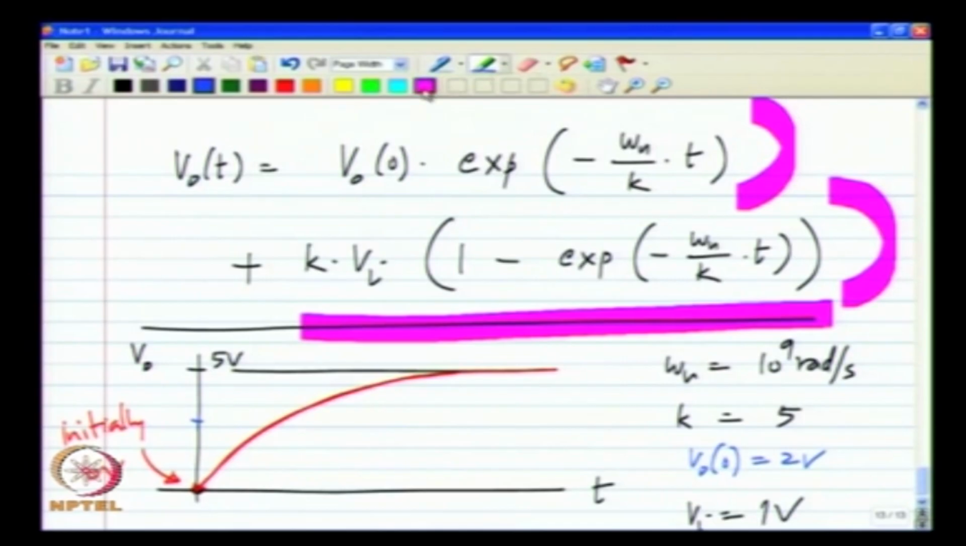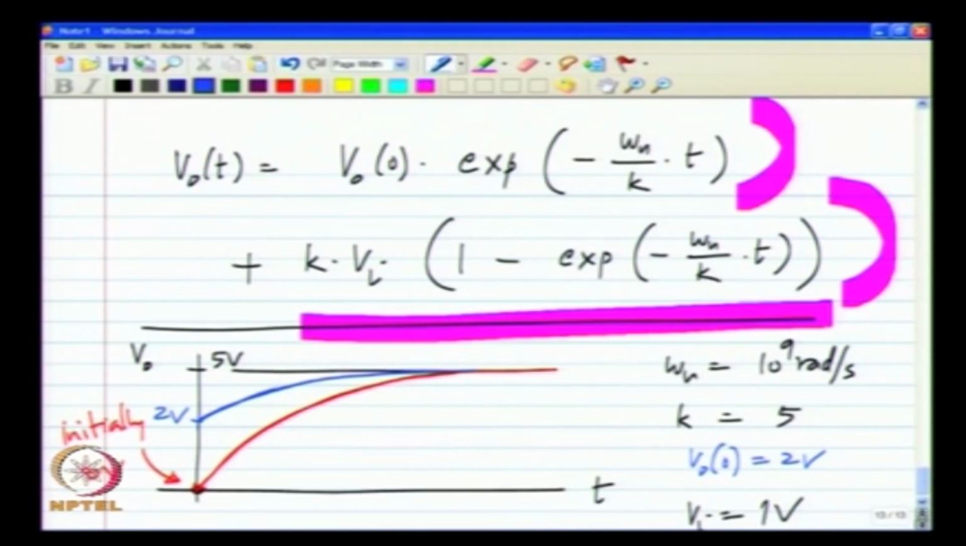You can see that in either case when t equals infinity, this term becomes 0, this term becomes 0, the output equals k V I. The steady state output is always equal to k times V I. So, let us say it starts from 2 volts. Wherever you start from, it will always reach k times V I, which is the behavior that we want, but there is a period for which there is a transient, that is the output has not yet reached 5 volt, it is changing from the initial condition to the desired value.